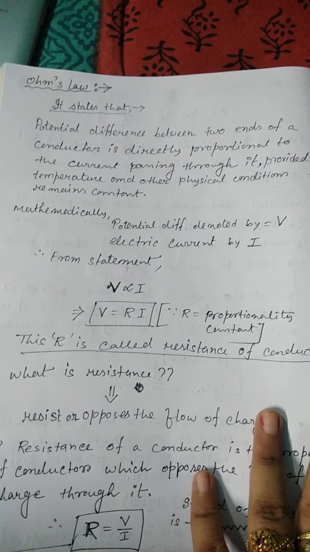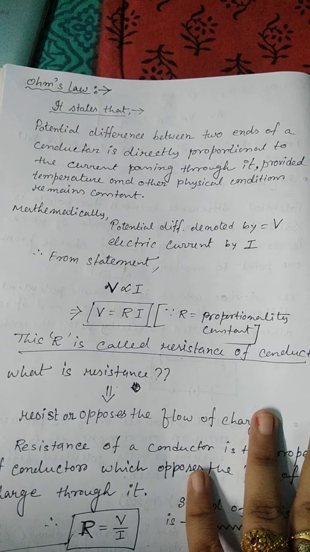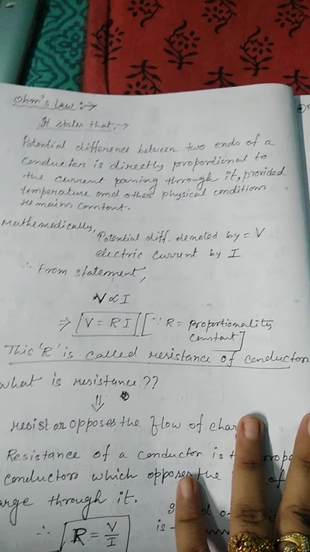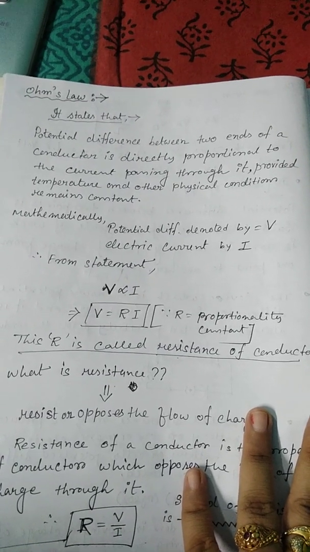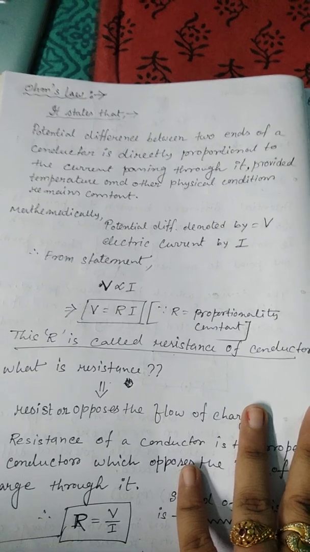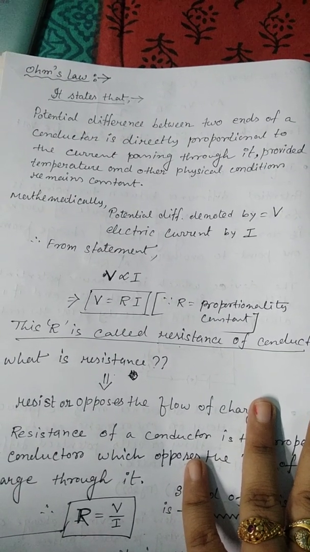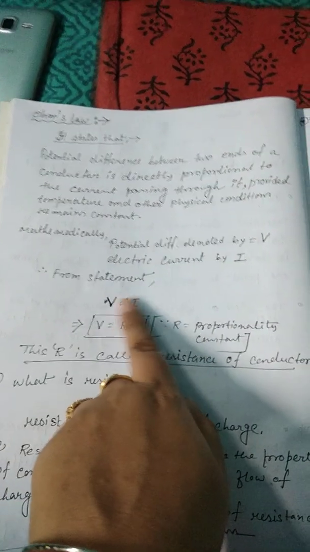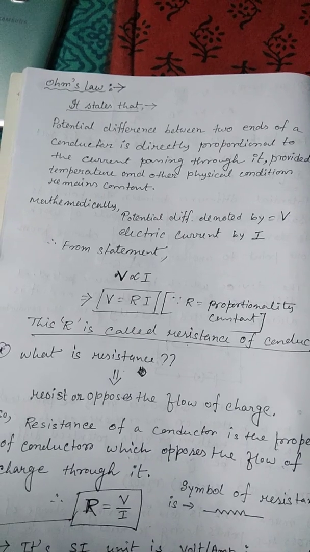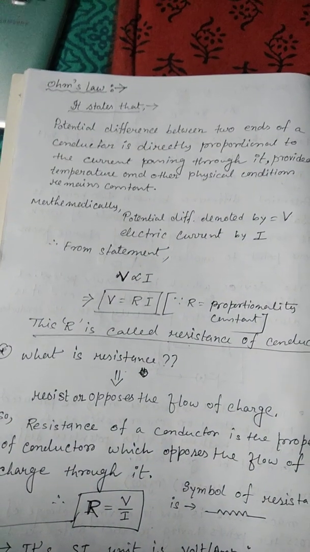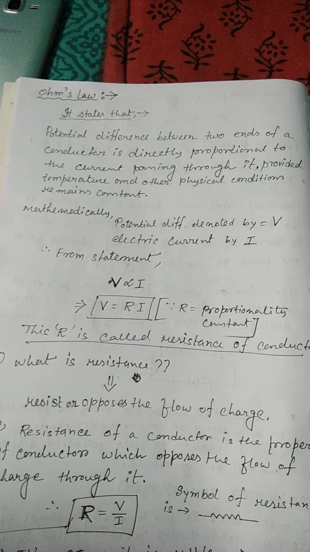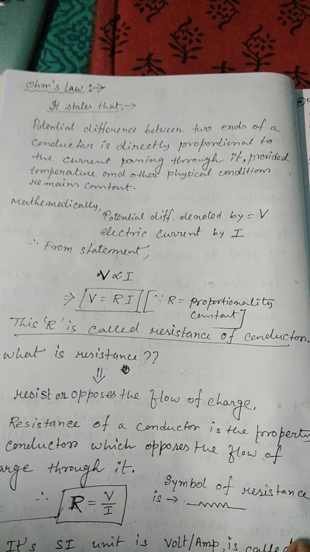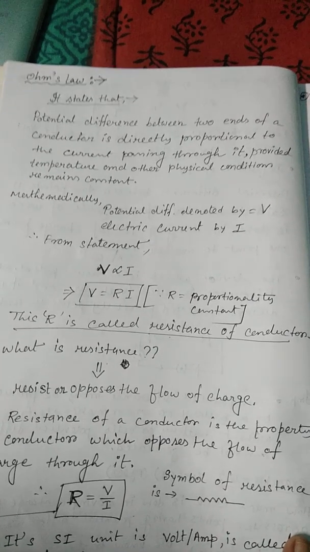Okay, so we know that potential difference is denoted by V or delta V. Here we consider only V. And electric current is denoted by capital I. So from this statement we can write V proportional to I, this is the proportional sign. Now when we write an equal sign, we must multiply with a constant term. Here the constant term is R. This R is called the resistance of a conductor.